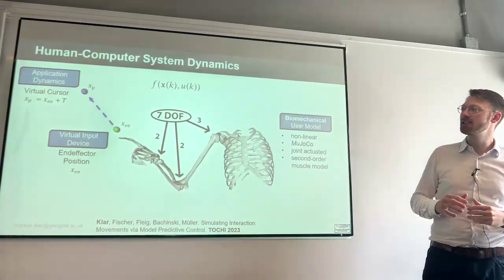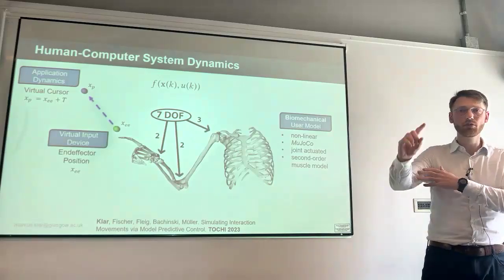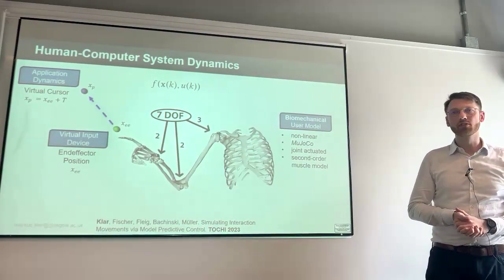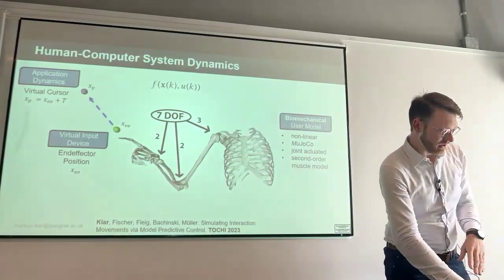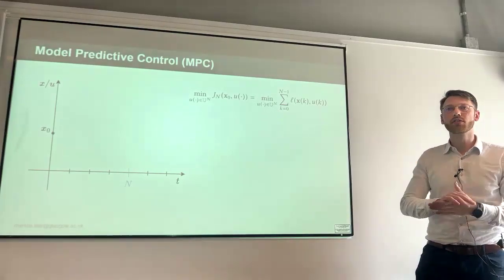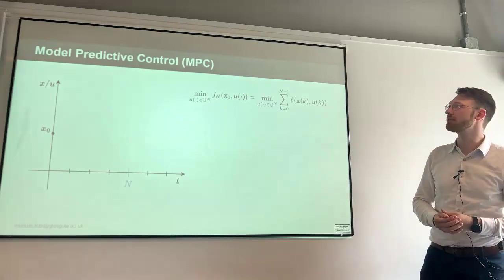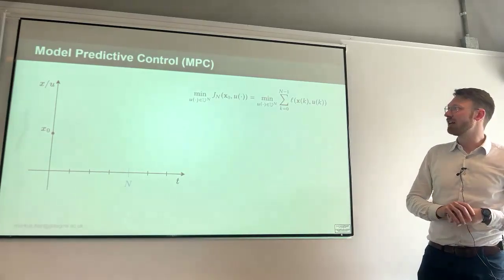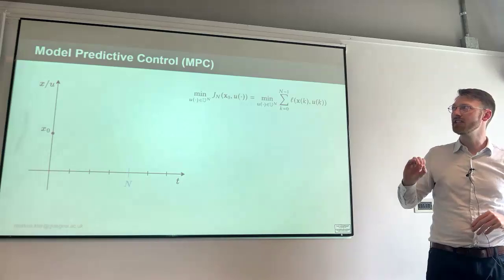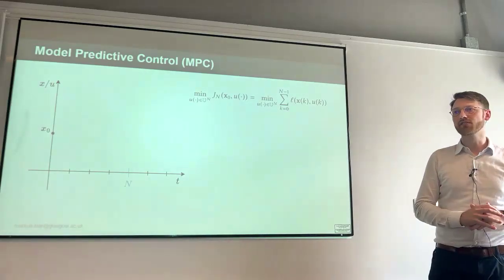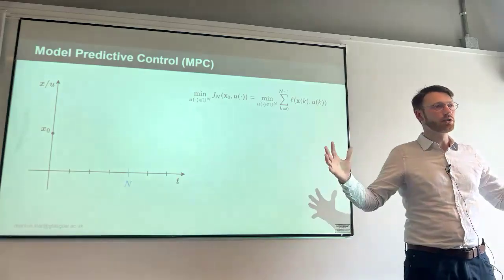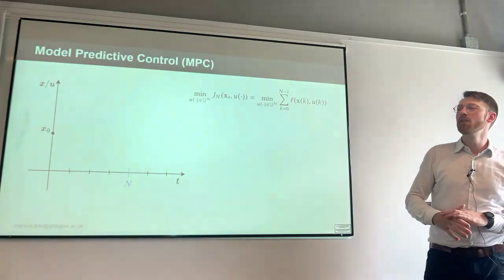Now, this models the whole human-computer system dynamic. We can apply a muscle activation on the left side. This will move our model. That will move the virtual input device and therefore also change the position of the virtual cursor. Like I said, to solve these nonlinear models, we now need a different controller, and that is where model predictive control comes into play. I'll just go through that so that you get an understanding of how the simulation actually works. And what's also very interesting here is that you can actually understand why the model is moving like it is.